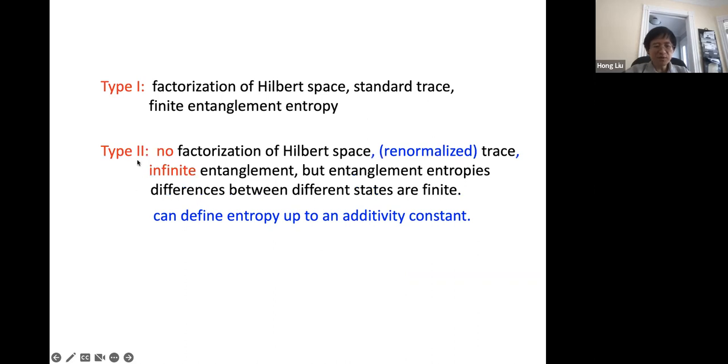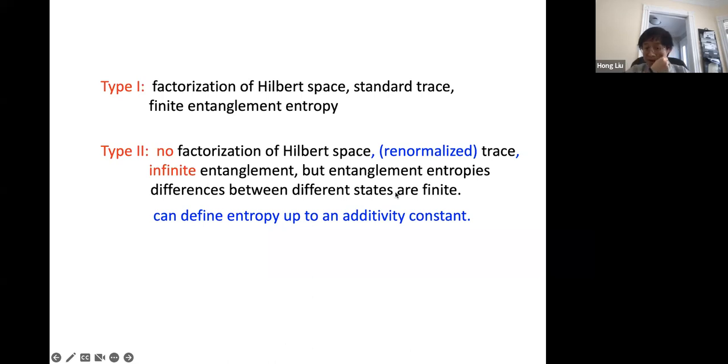But for type II algebras, there's no factorization of the Hilbert space associated with such an algebra. But in this case, as I mentioned, you can define a renormalized trace. Even if you use the standard trace to define the rank of the projectors there, you just get infinity. But you can actually define a renormalized trace which gives a finite number. So in this case, we have infinite entanglement, but using this renormalized trace, the entanglement entropy differences between different states are finite.